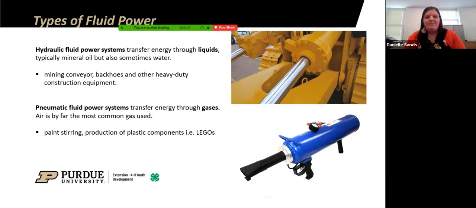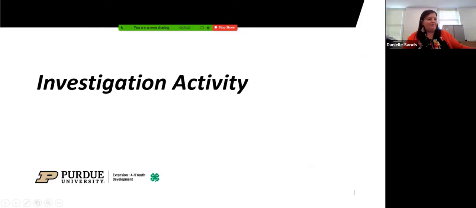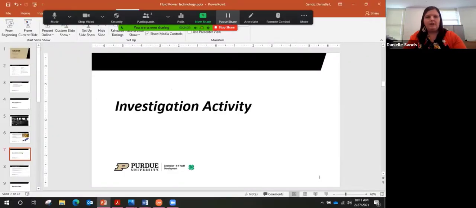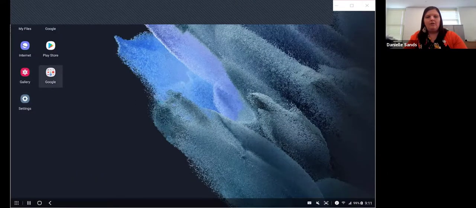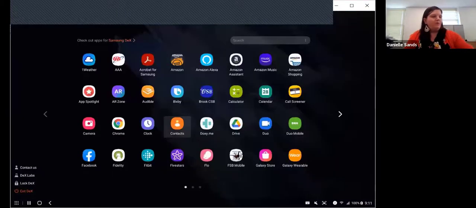Okay, so how about we do a fluid power investigation? This will require you to get two 20 milliliter syringes and two 10 milliliter syringes. And I'm going to share my desk. You can use both pieces of tubing, or if you have a really long piece of tubing, you can cut it into thirds.